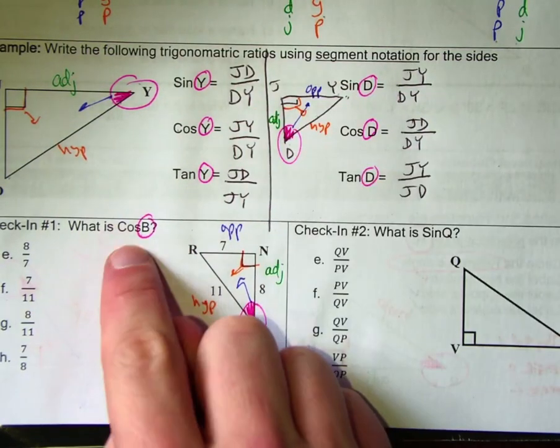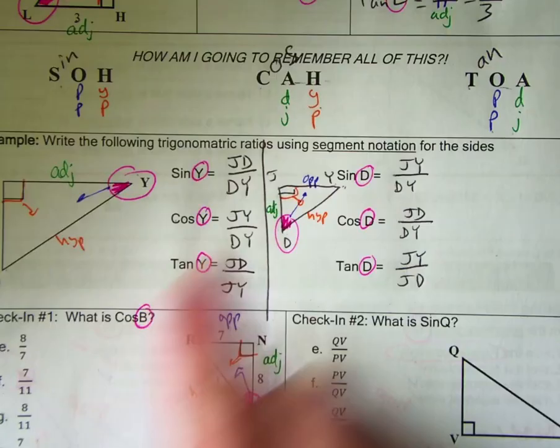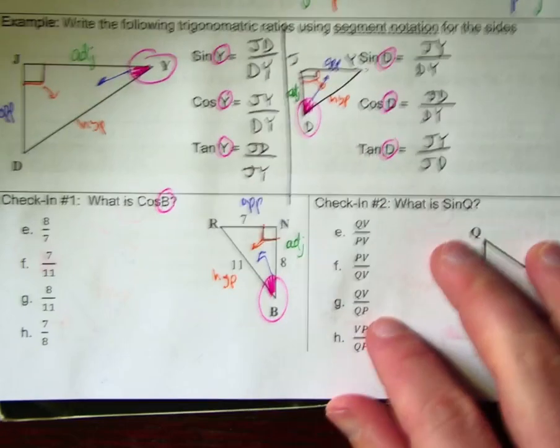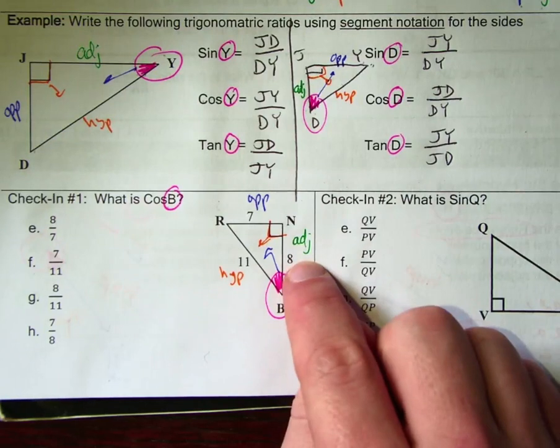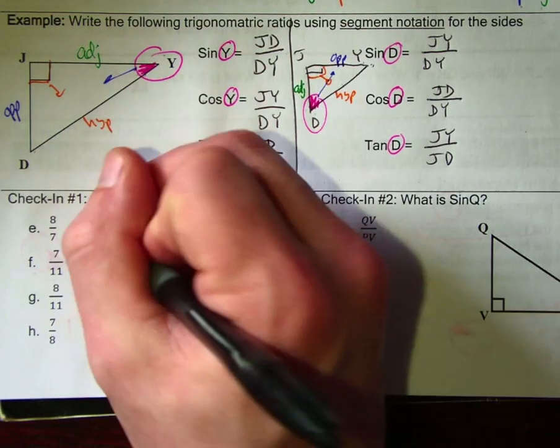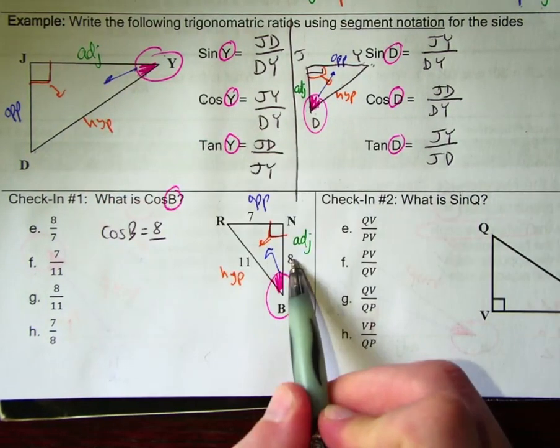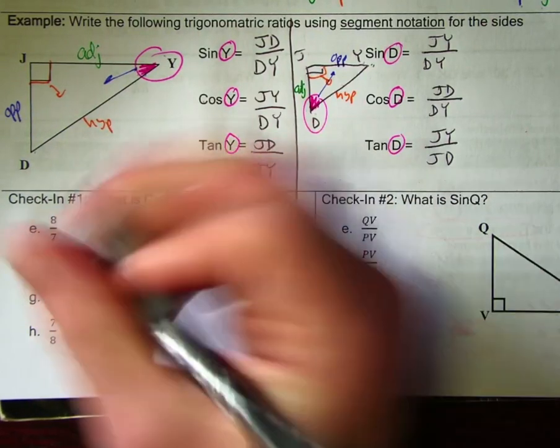Okay, cosine of B. That's SOHCAHTOA. That's C for cosine, meaning adjacent over hypotenuse. So I'm going to come back down here and look for the adjacent, which is 8. So cosine of B is equal to 8 over the hypotenuse, 11. There we go.